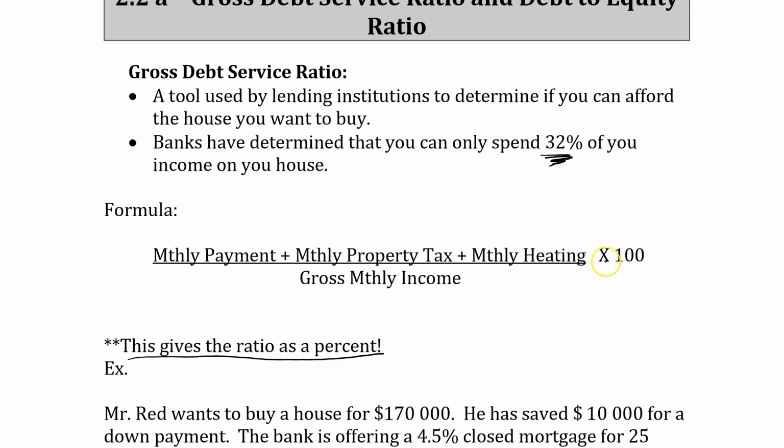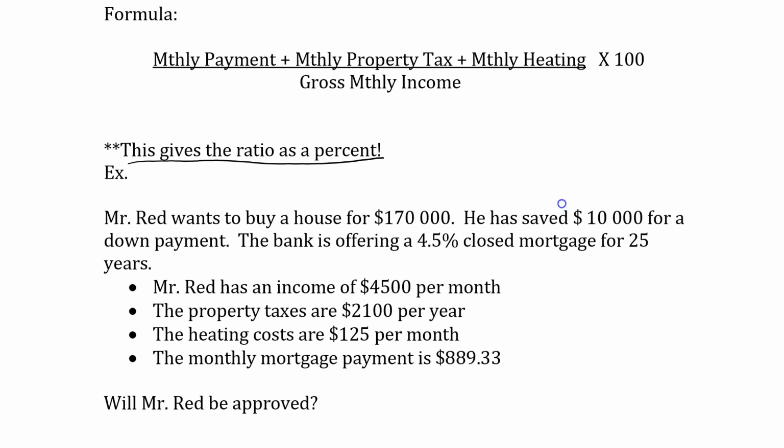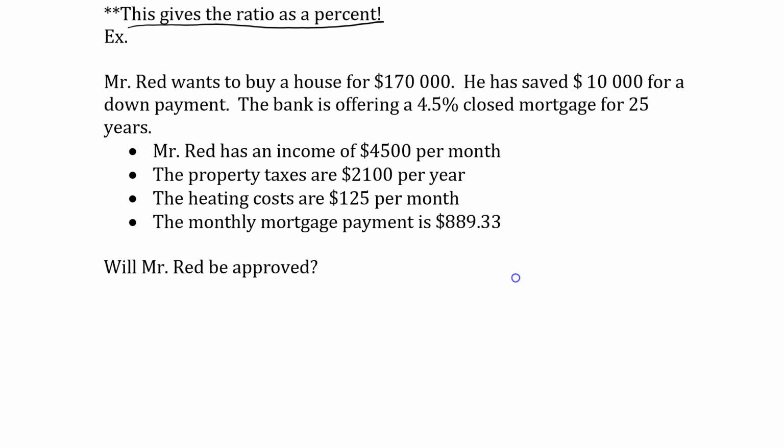You don't have to multiply by the 100 if you can read a percent off of a decimal, which you guys can. Let's just quickly do this example here. So Mr. Red wants to buy a house for $170,000. He has saved $10,000 for a down payment. The bank is offering a 4.5% closed mortgage for 25 years. Embedded in that information is that it is paid monthly and compounded monthly.